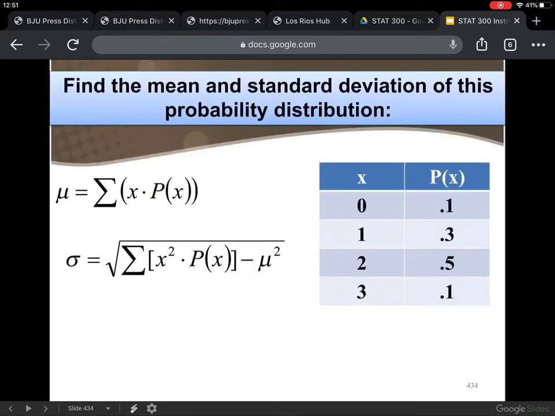First question though, you should ask yourself, is this a probability distribution or not? Well, are all these between 0 and 1? Yep, they are. Do these add up to 1? Yeah, 0.1 plus 0.3 plus 0.5 plus 0.1, those do add up to 1. And therefore you can either use the formulas here or the calculator to find the mean, the standard deviation, and the variance of your probability distribution. Okay, so go ahead and pause the video and try that one more time here, and then I will go on to the next. Go ahead and pause the video and try it.